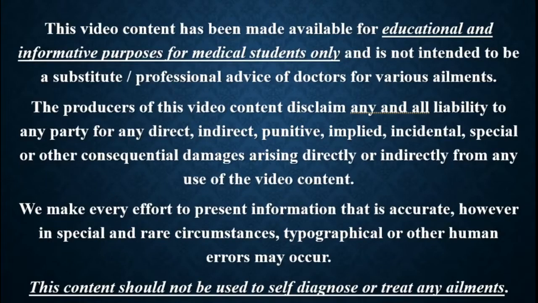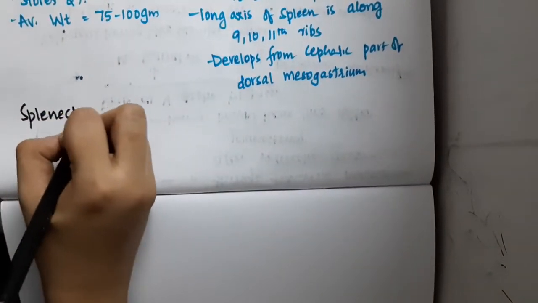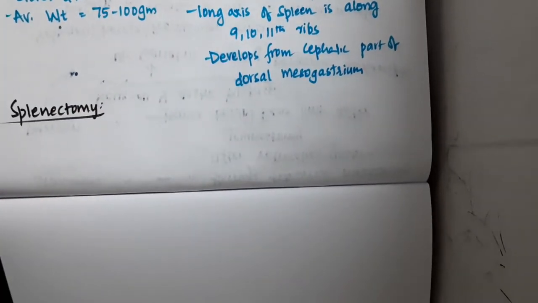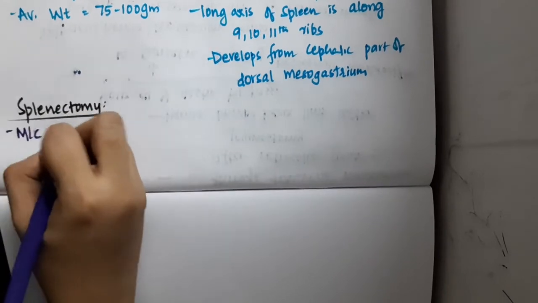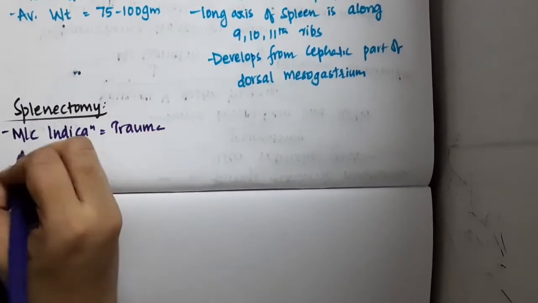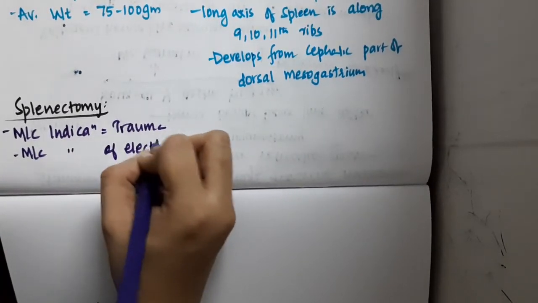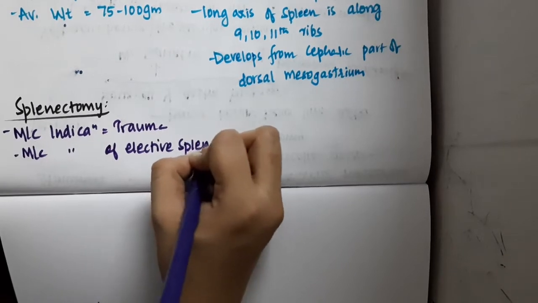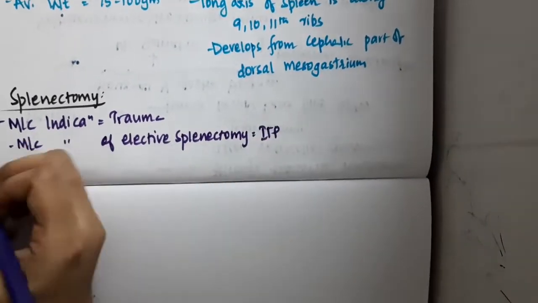In this lecture, we will learn some important points about the splenectomy. The most common indication of splenectomy is trauma. Then what is the most common indication of elective splenectomy? The most common indication of elective splenectomy is immune thrombocytopenic purpura.